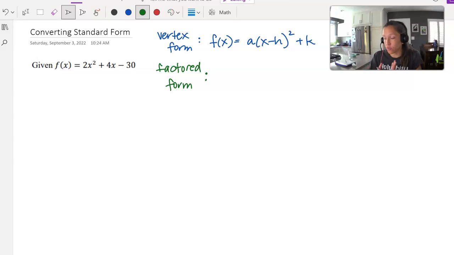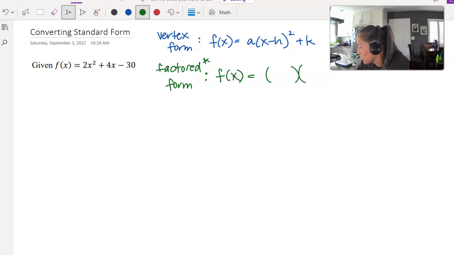So the factored form, this I'm going to put a big asterisk by, not guaranteed to exist. Not every quadratic is factorable. In fact, really only contrived ones will be. But if it is possible, you may have a factored form where you have two things multiplied together, two binomials multiplied together that may or may not have a number out in front.